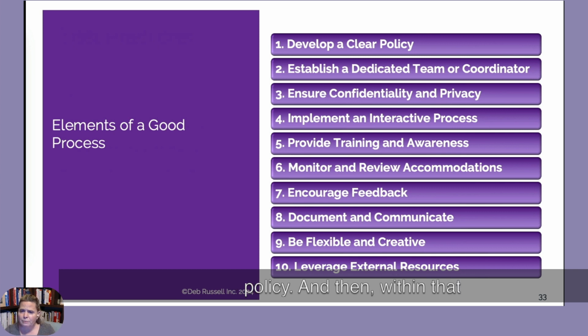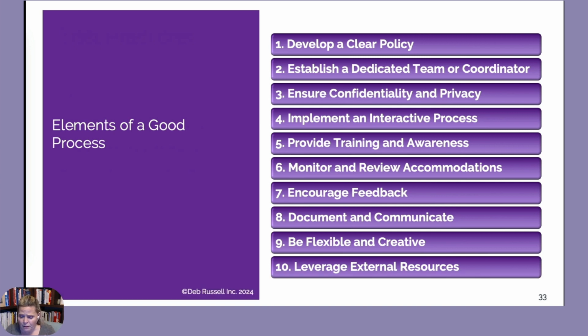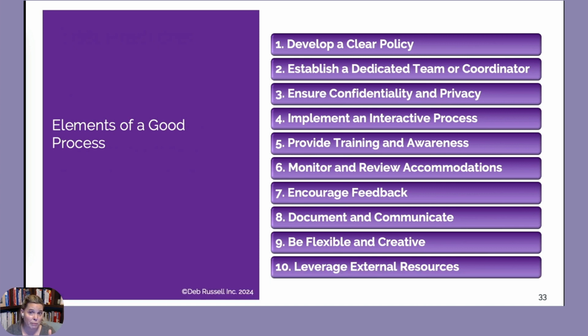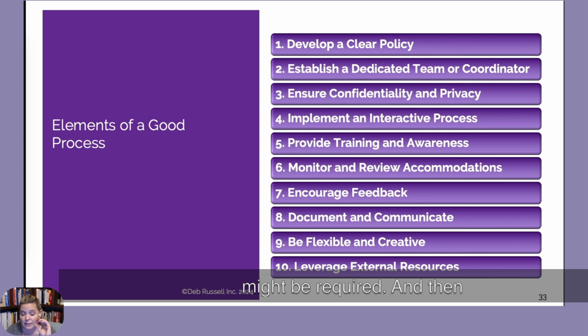And then within that policy, outline the process for requesting an accommodation, including who to contact when you're requesting an accommodation, the types of documentation that might be required, and timelines. Those are your three things that I think you always want to make sure you have in the policy, besides referencing the laws that the policy is making sure you're in compliance with.